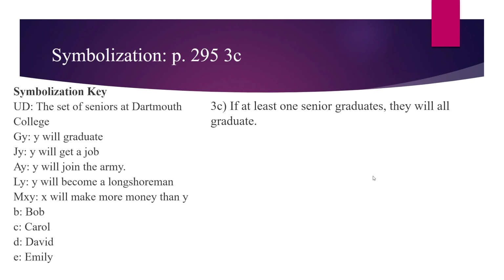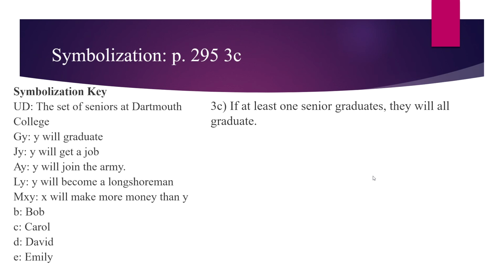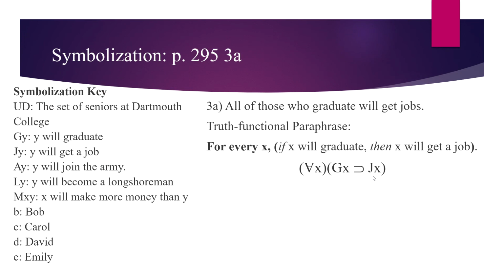If at least one senior graduates, they will all graduate. Now, this is one that you've already looked at when we were not using quantifiers, right? This problem gets large and cumbersome not using quantifiers, but it's much easier this way. It's a much shorter problem. So we have at least one, so we know we're going to be using an existential quantifier, and then we have they will all graduate. So we know we're also going to be using a universal quantifier. Here, the range of those quantifiers is separated, right?